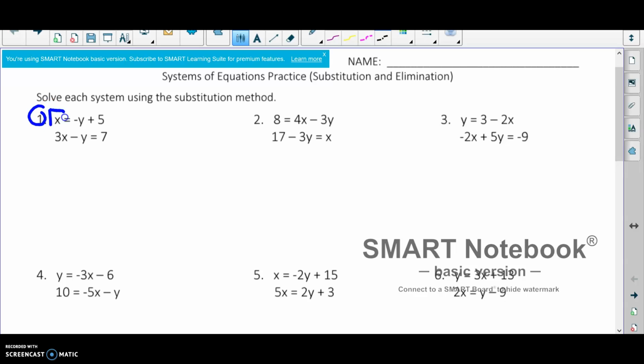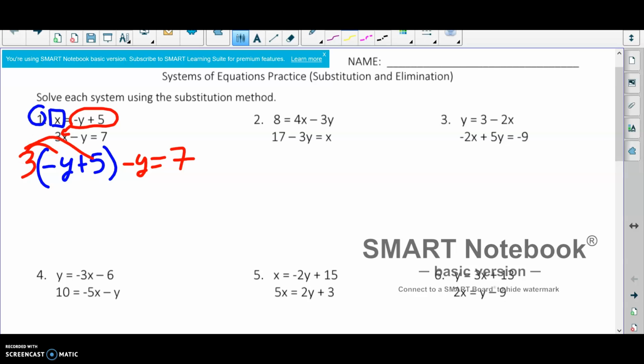Well, we already know x is solved here. So instead of x in the second equation, we're going to put all this in for x. So that's going to transfer into the x. So I'm going to keep my 3, but instead of x, we're going to write negative y plus 5. And keep everything we had before, minus y equals 7. So now I distribute. So I do 3 times negative y, 3 times 5. So I have negative 3y plus 15 minus y equals 7.